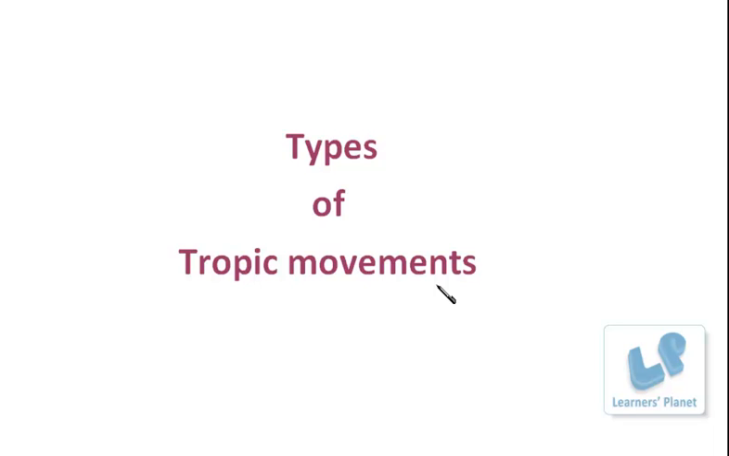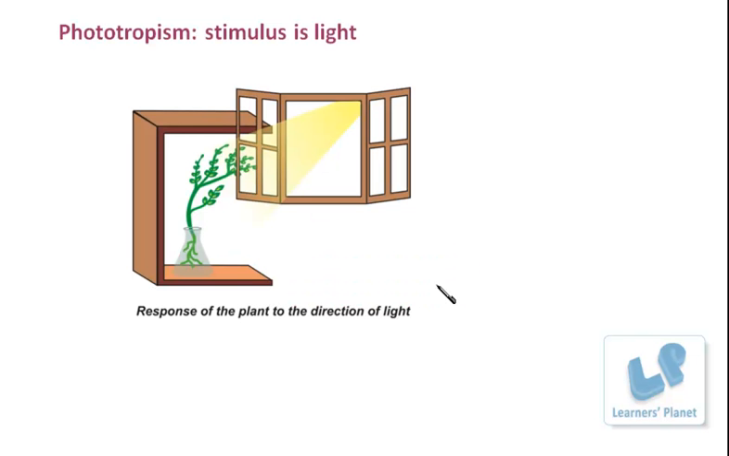These movements take place either towards the direction of the stimulus. That means the plant is showing the movement towards the direction from where the stimulus is coming, or it is moving away from the direction of the stimulus. And now, depending on the type of stimulus, there are different types of tropic movements. So let us see the different types and follow some examples. The very first type of tropic movement is phototropism.